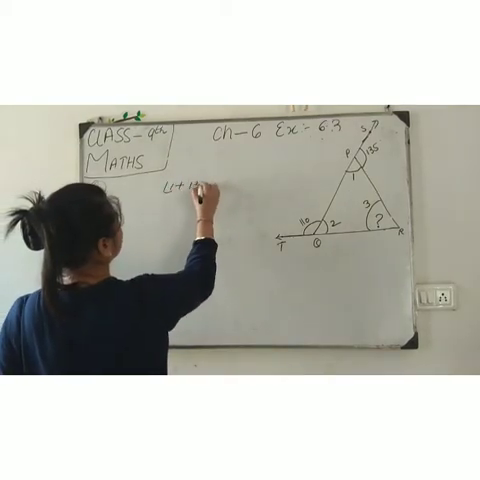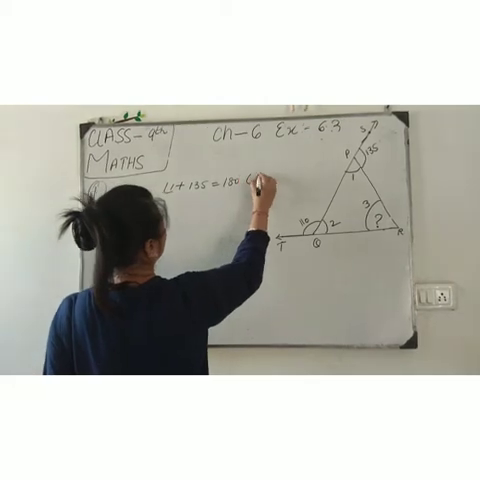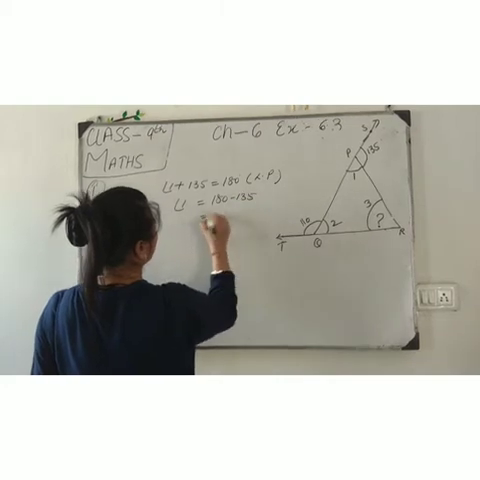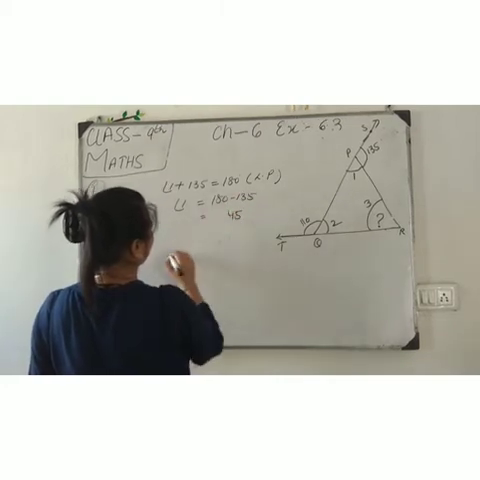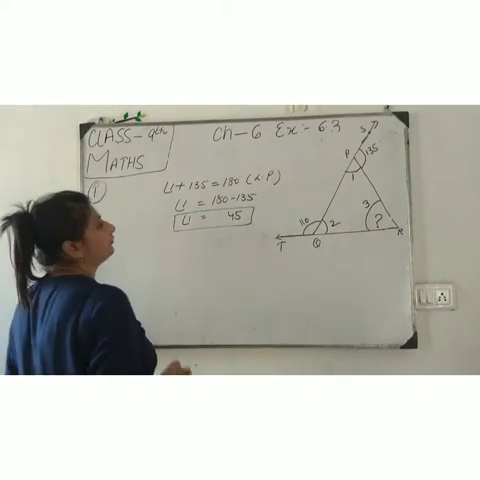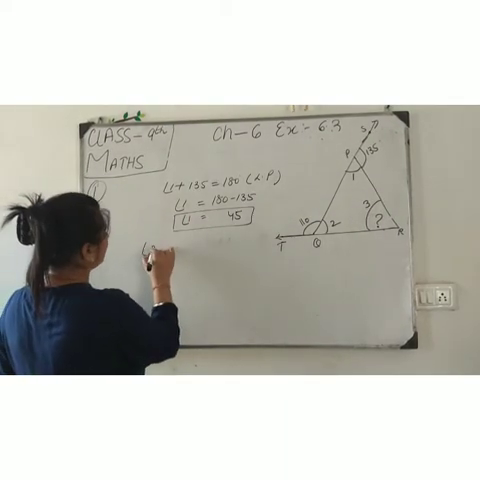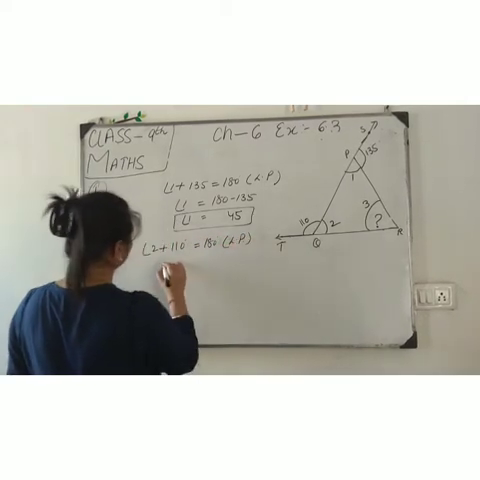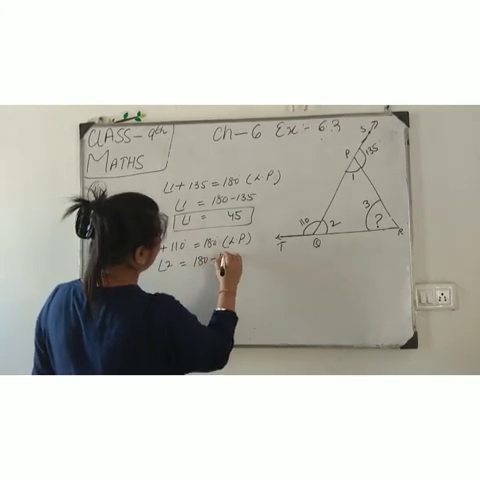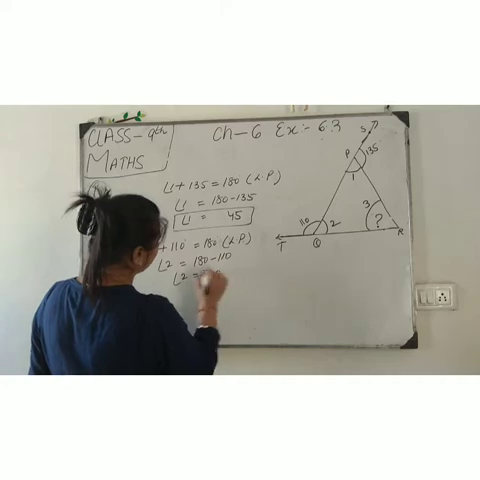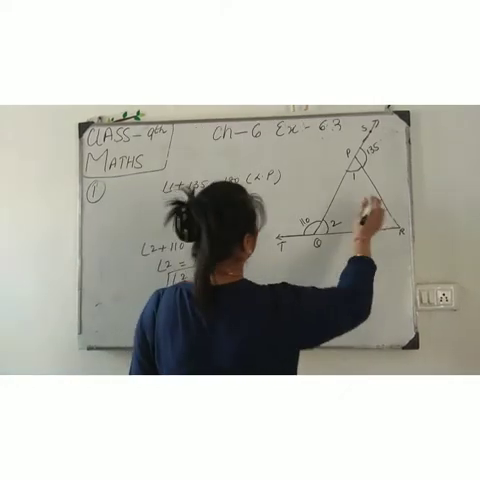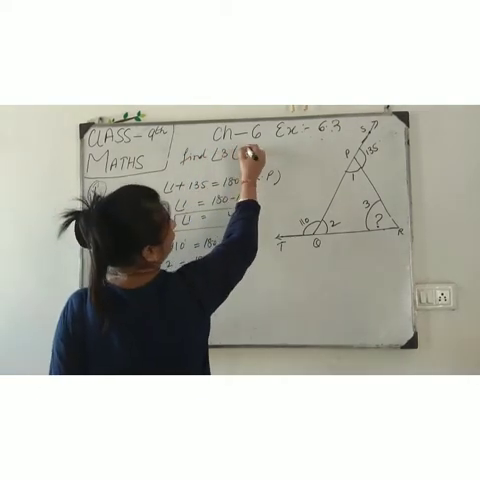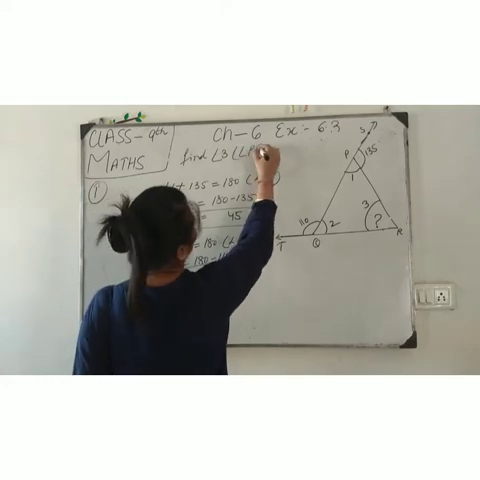Angle 1 plus 135 equal to 180 degrees. Reason: linear pair. Angle 1 equal to 180 minus 135, 45. Angle 1 is equal to 45. Next, angle 2 plus 110 equal to 180 degrees. Reason: linear pair. Angle 2 equal to 180 minus 110. Angle 2 equal to 70 degrees. But my purpose is to find angle 3. Which angle do I find? Angle 3, in short, you can say angle PRQ.